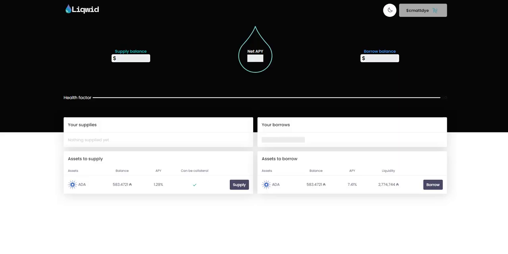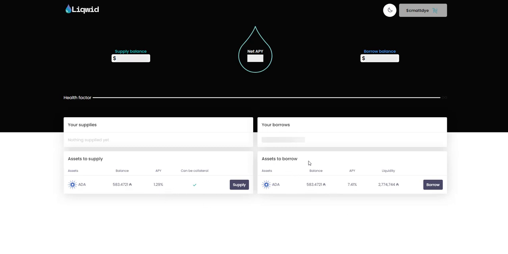Basically what that means is you're going to be able to supply your ADA. So you hit supply. Right now they're offering 1.29%. This is the mainnet right here. You get 1.29%, but then you also get your staking yield added to that. So that's what you get right now: your staking and your supply, or your lending, whatever you want to call this.